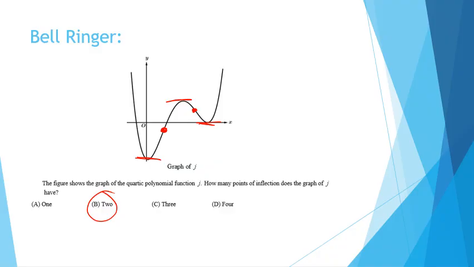Notice by definition, this is where the graph changes concavity, so where it goes from concave up to concave down, and then maybe back to concave up. The points of inflection, you don't need to know where they're located, you just need to know how to find how many there are on a graph.